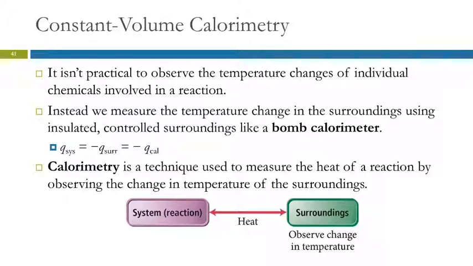So this is called calorimetry. It's literally measuring calories, measuring heat. So we measure the heat of a reaction by measuring changes in the temperature of the surroundings. We've got the reaction either absorbing heat or giving off heat. We can't observe that directly, but we can observe the change in the surroundings. And if the volume doesn't change, no work is being done, all the energy is exchanged as heat.